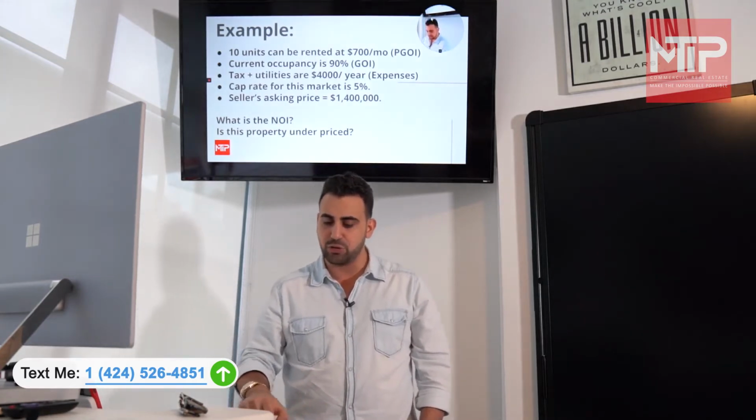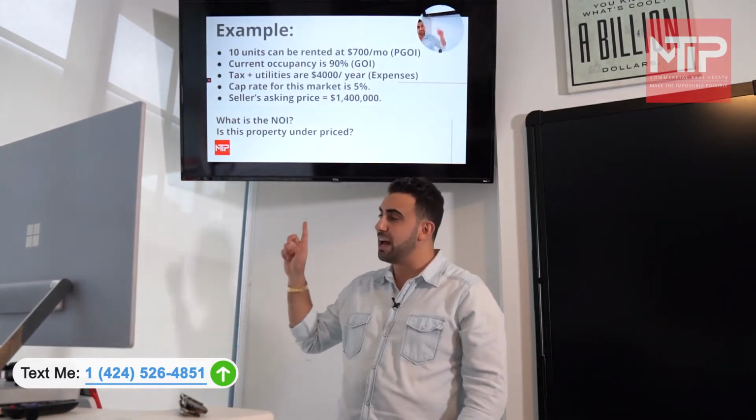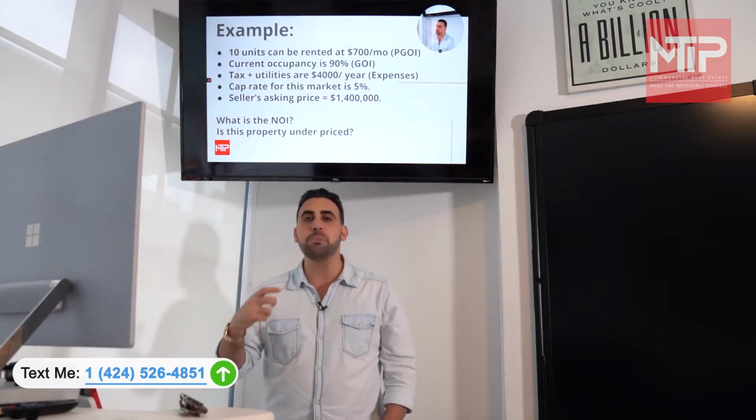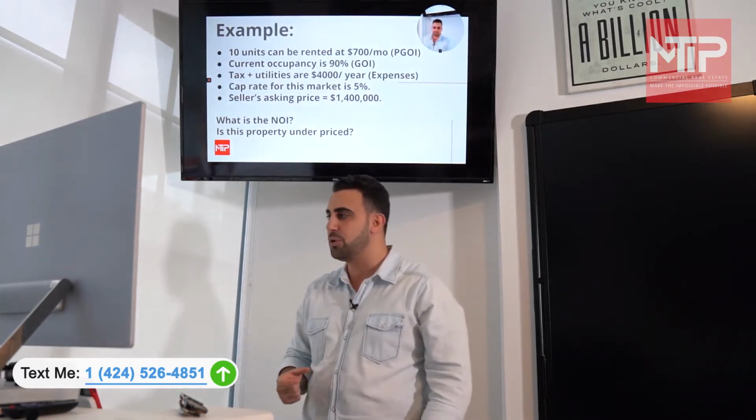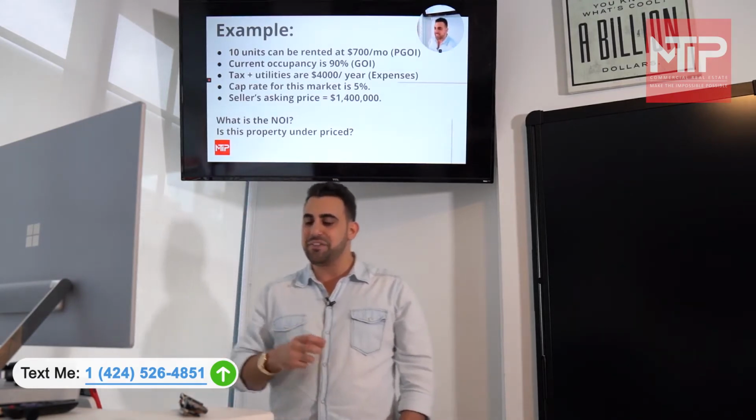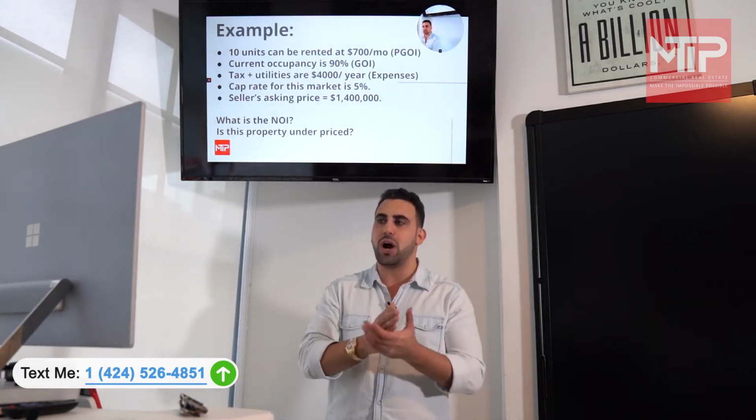So in this case, I'll do the quick math. I'll take 84,000, which is my PGOI, multiply it by 90%, and I'm going to get $75,600. Okay? 75,600 is your GOI.